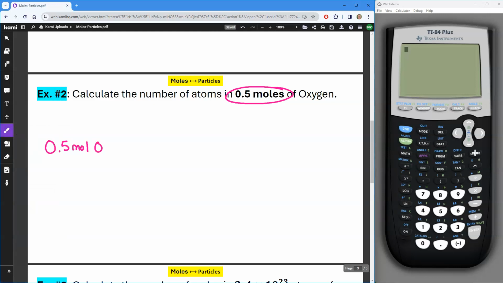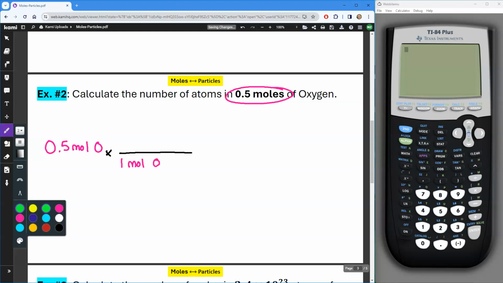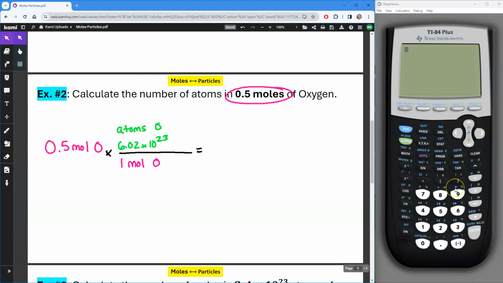Let's write out our conversion factor. So in 1 mole of oxygen, we have 6.02 times 10 to the 23rd atoms, in this case, of oxygen. Okay, so let's type this into our calculator. So 0.5, let's try that again, 0.5 times 6.02 second EE 23.